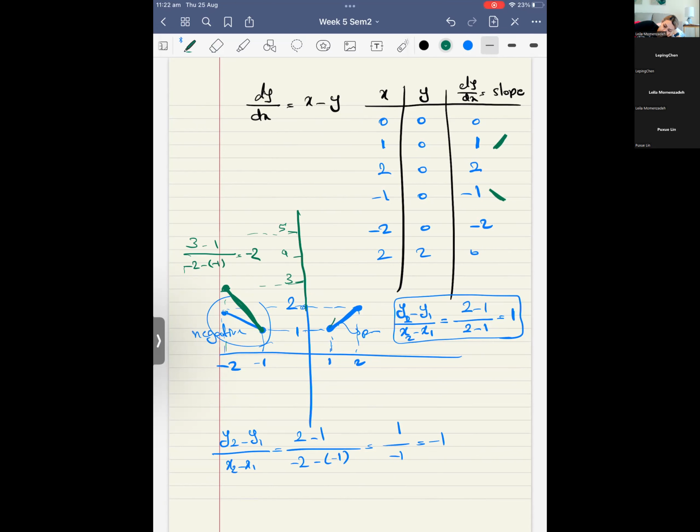And for this one, for example -2, the slope would look like this, or for 2, the slope would be more like this. And when the slope is 0, you don't have any slope. Is it clear now? Okay, good.